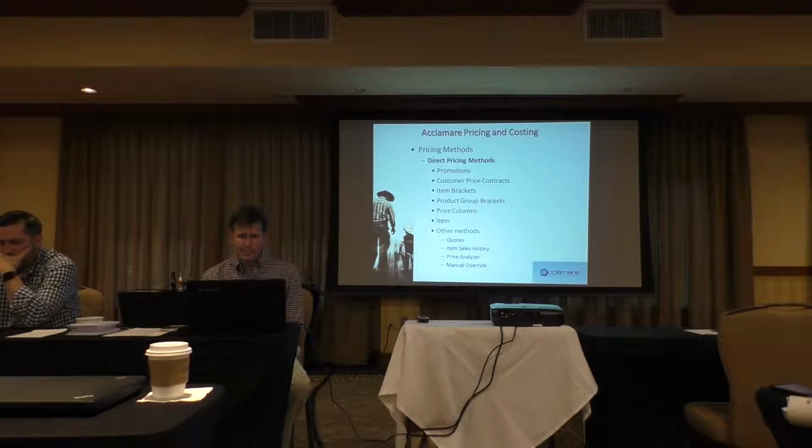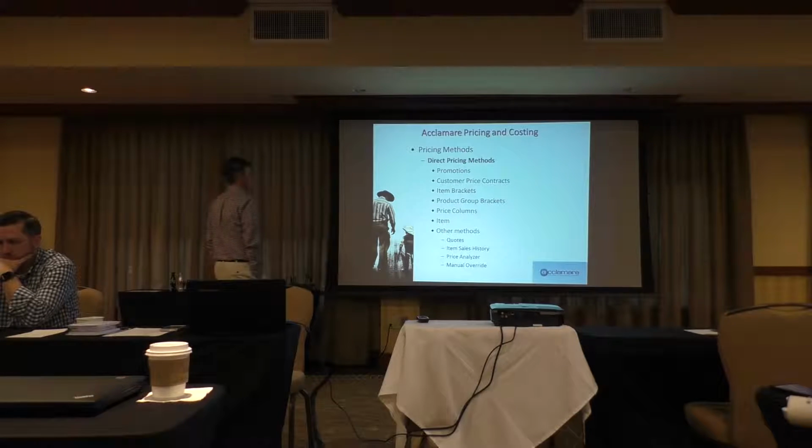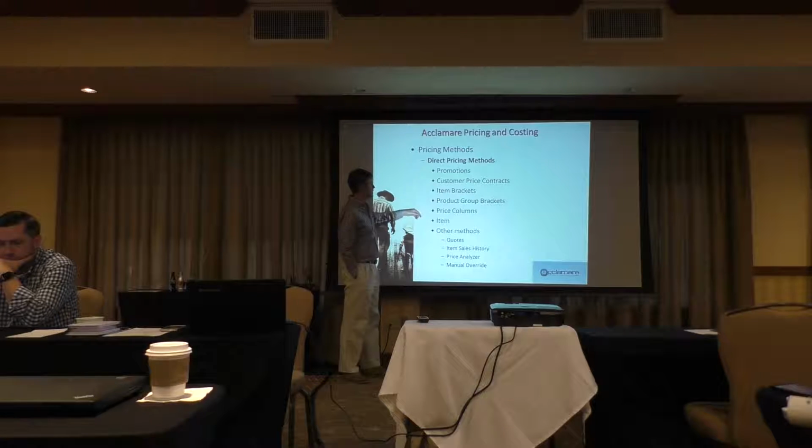Promotions, customer price contracts, item brackets, product group brackets, price columns, the item and other methods. So there is a method or an order or hierarchy to how I actually put these in terms of bullet notation here.